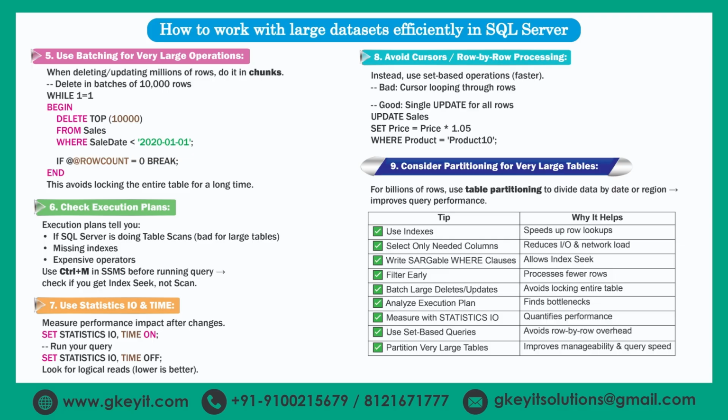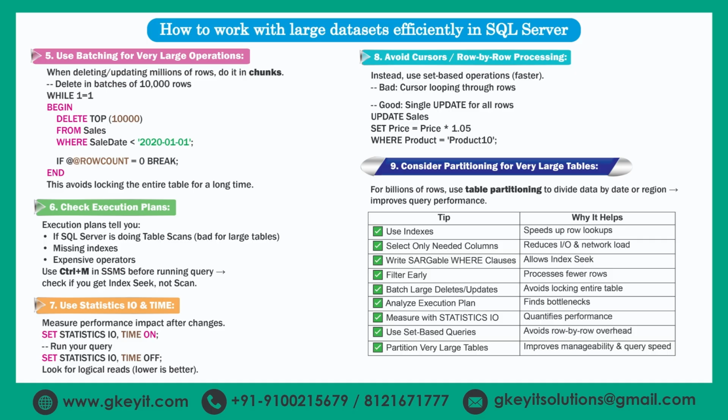And coming to the ninth point, consider partitioning for very large tables. For billions of rows, use table partitioning to divide the data by date or region to improve query performance. Here are the final steps, the kind of tips and how they are going to help you get performance. If you use indexes, it speeds up row lookups, and if you select only needed columns, it reduces IO and network load.